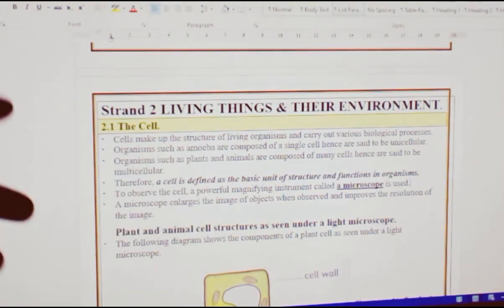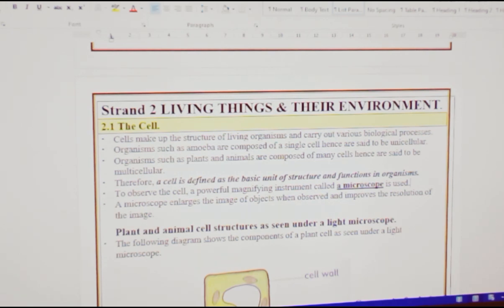If you want to be able to observe a cell, we cannot use our naked eyes because cells are very small. They are very minute, very tiny. So they cannot be seen with our eyes. We are supposed to use a very special scientific instrument called the microscope. And the work of the microscope is to magnify, to make it larger so that you can see it clearly.